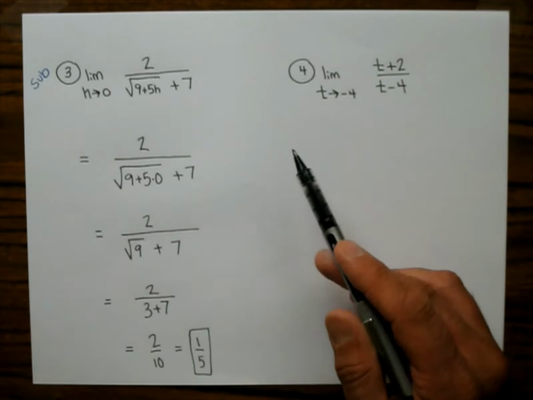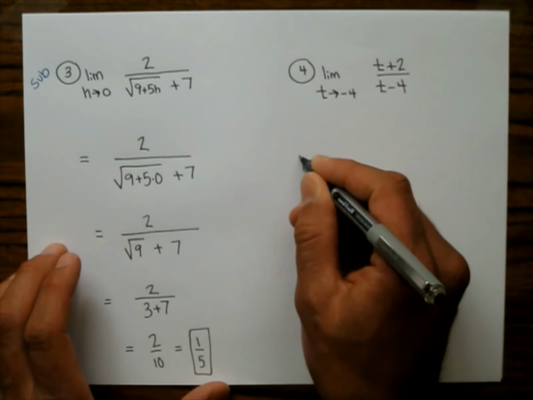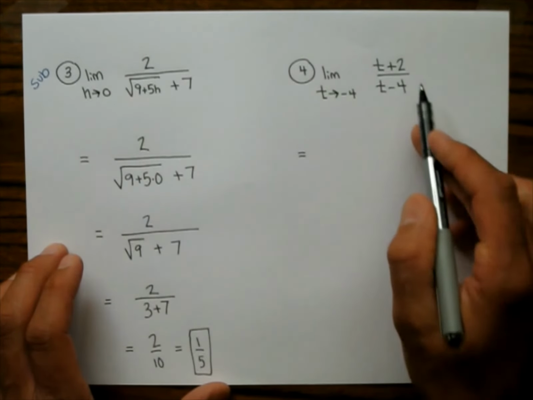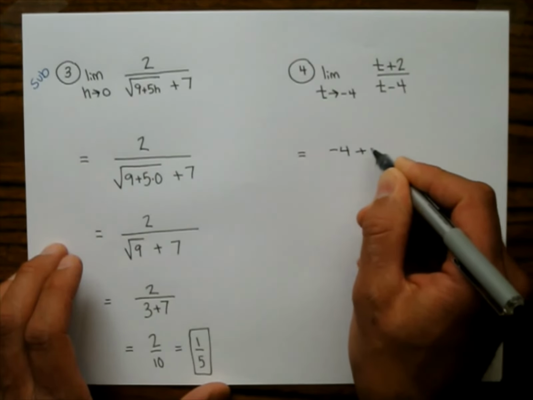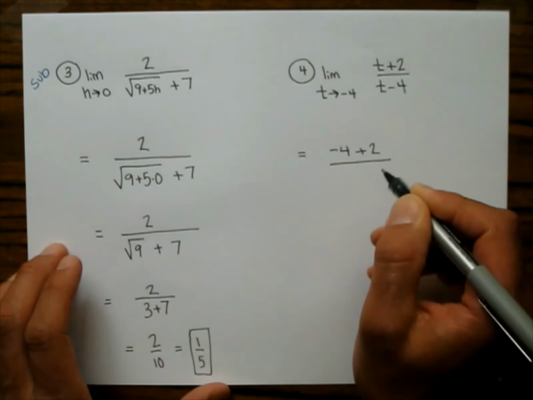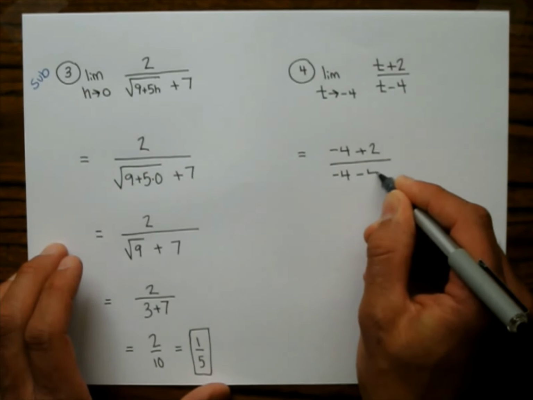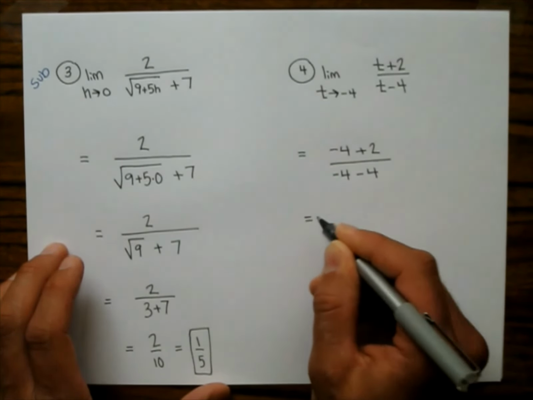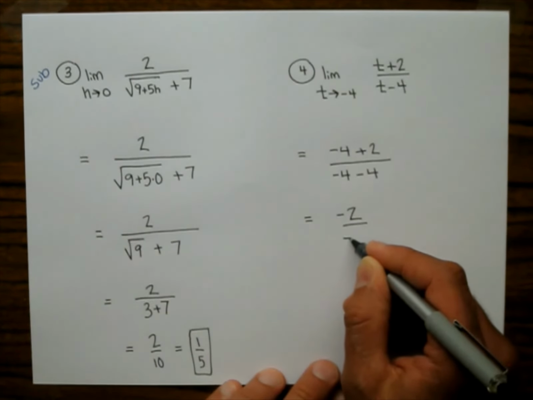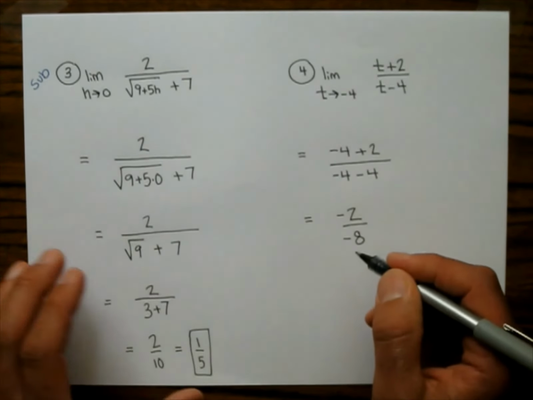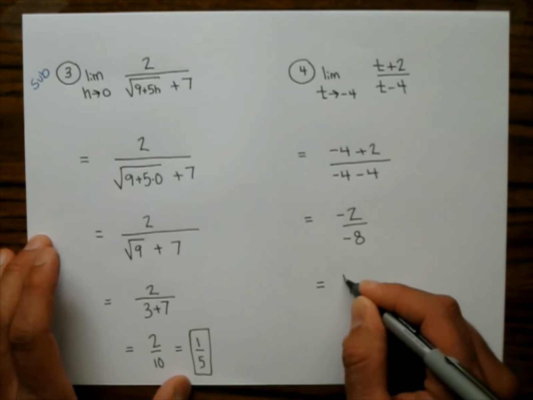Let's go ahead and do problem number 4. Maybe you've already done number 4. I'm going to go ahead and substitute the -4 in for t in this function right here. So I have -4 plus 2 on the top. And on the bottom I have, look, -4 minus 4. So on the top I have -2, and on the bottom I have -8. 2 negatives make a positive when you're dividing, and you have 2 over 8, which is 1/4.